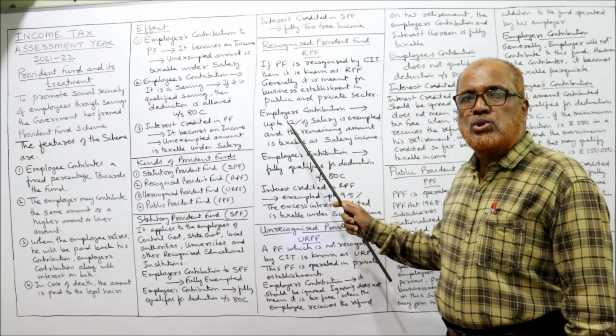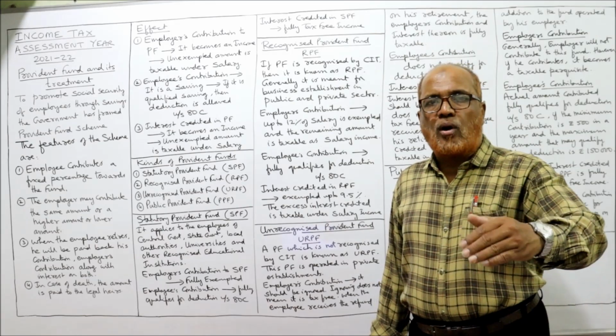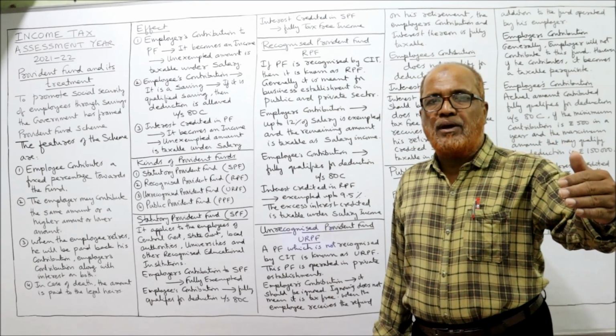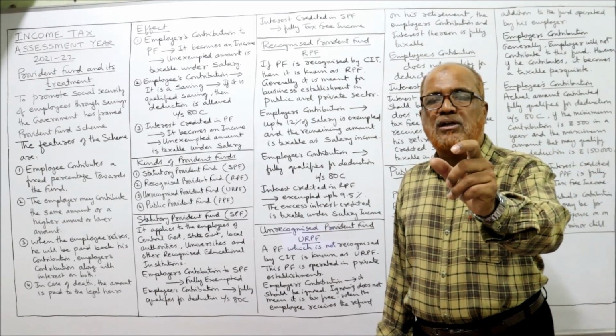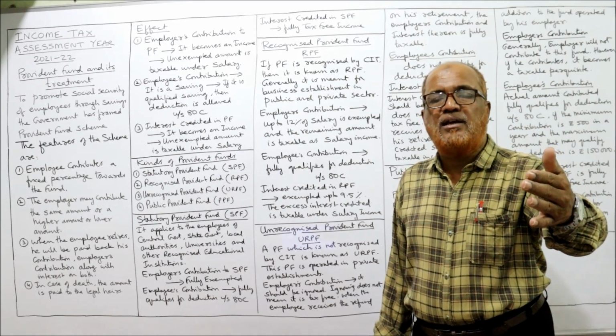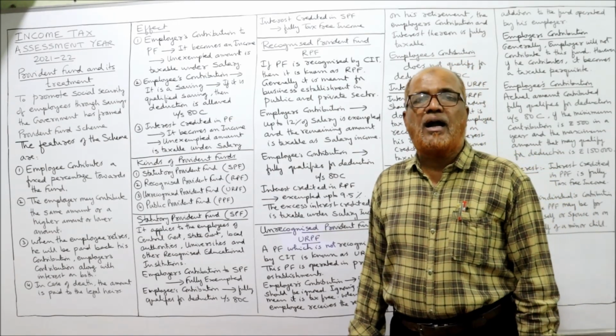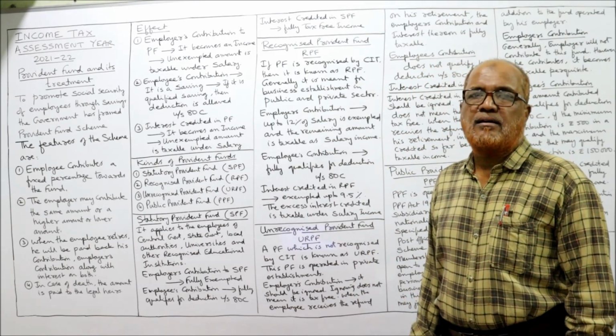Now, what are the rules? Employer's contribution: when the employer contributes into RPF, up to 12% of salary is exempted. Over 12% of salary, if it contributes, then the excess amount will be taxable under the head salary.